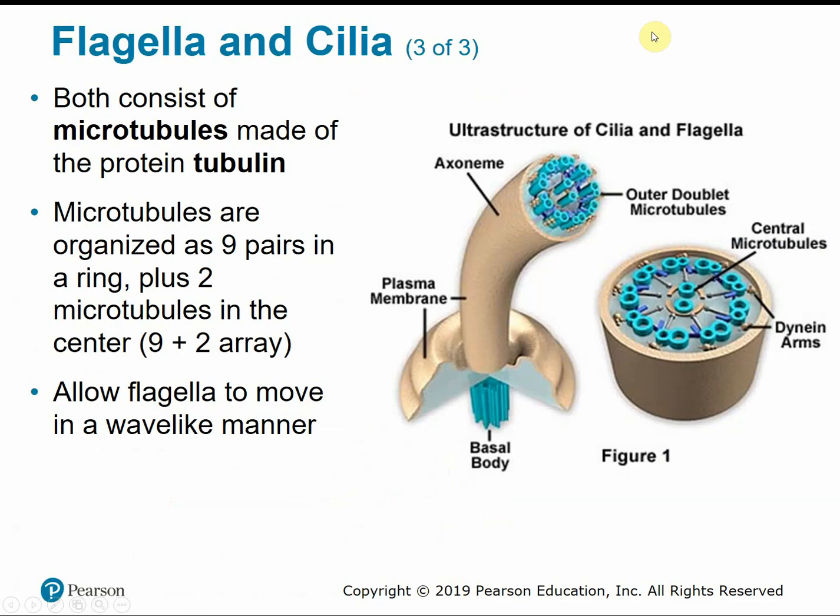Structurally, flagella and cilia are very similar. They're both composed of microtubules that are made of a protein called tubulin. They're little tiny tubes within tubes that act kind of like little motors. Microtubules are arranged in organized pairs. We have 9 outer pairs and then a single pair in the center. Right, sometimes referred to as a 9+2 array. Working like a small engine, it allows the flagella to move in a wave-like manner.